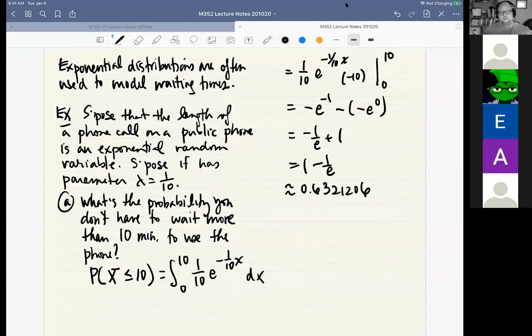Okay, so there's about a 63% chance that you'll wait less than 10 minutes. You won't have to wait more than 10 minutes. Okay. So that's pretty good.